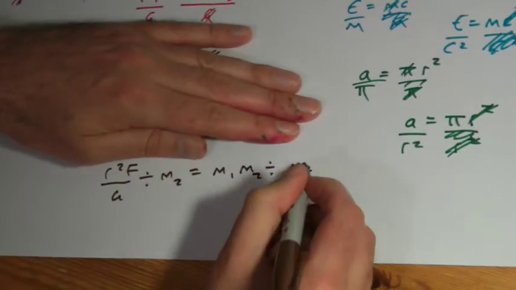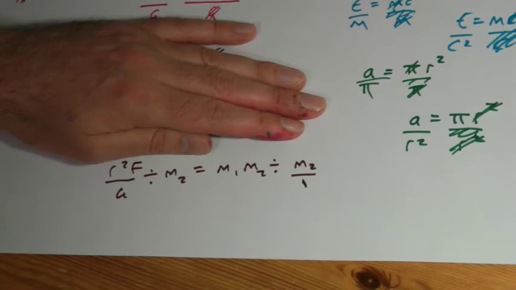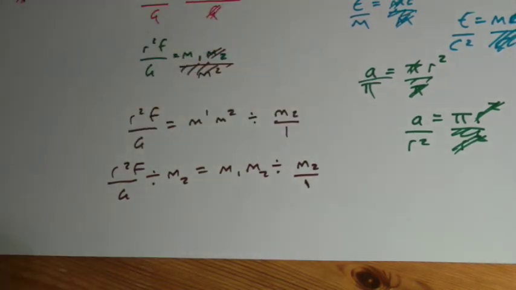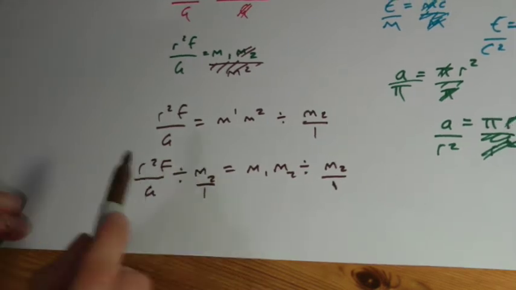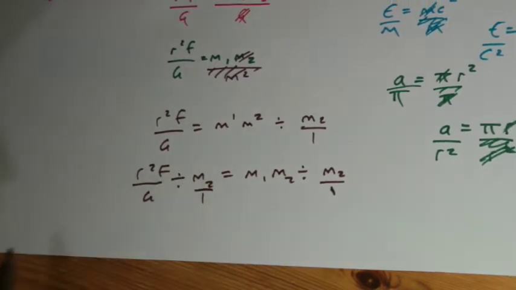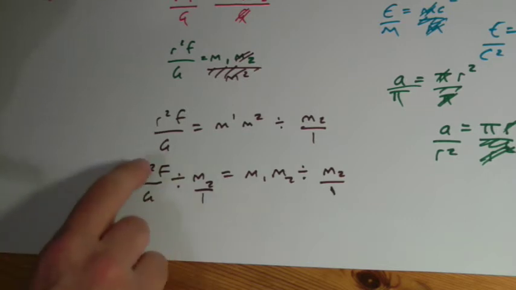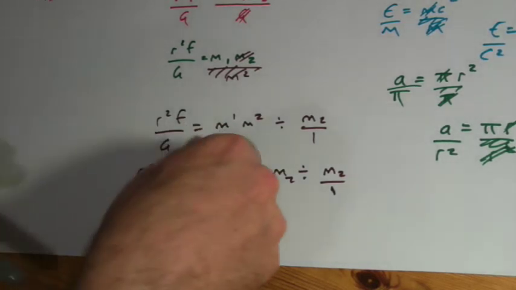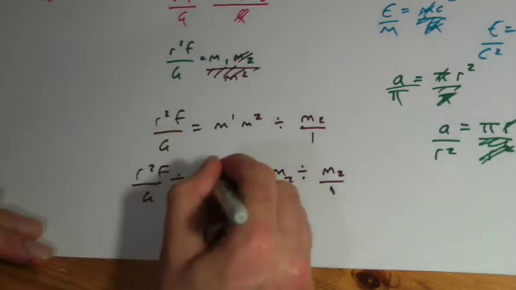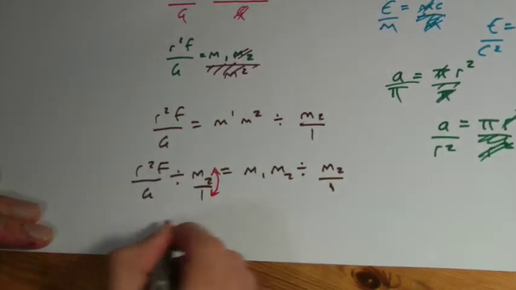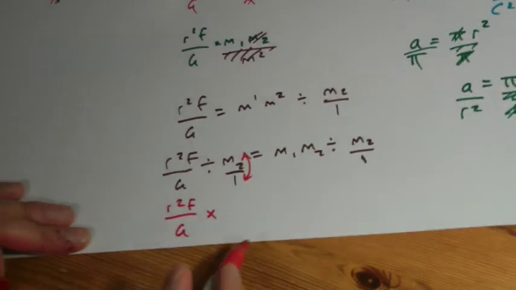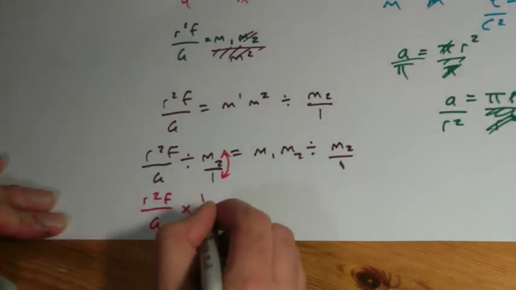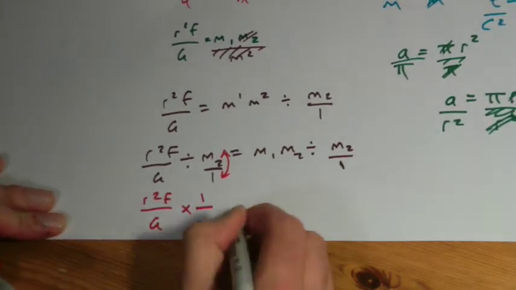Okay, now it's starting to look quite complicated. But here's the trick, and it's this bit. Instead of dividing by M2 over 1, I'm going to do the opposite. I'm going to multiply it, but because it's the opposite, I have to flip that over, which is called a reciprocal. So instead of dividing by, I'm going to multiply by, but I flip it upside down, like that.